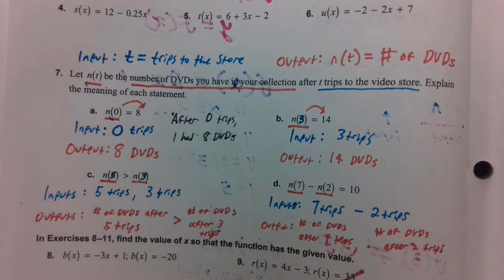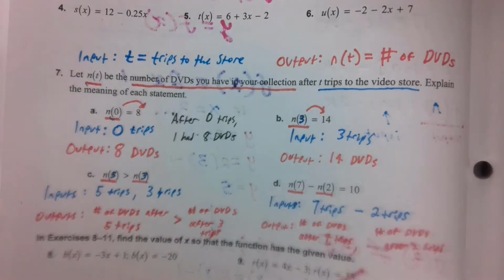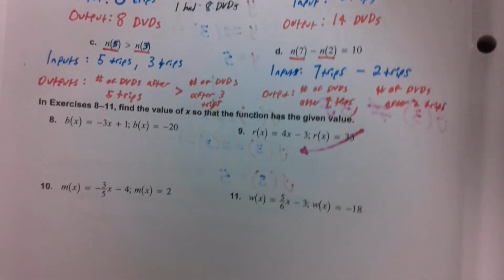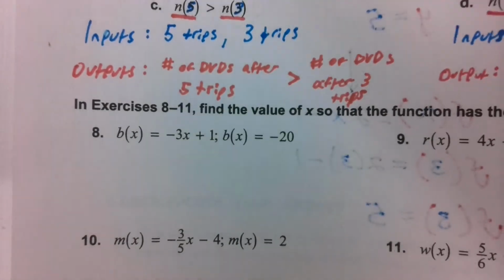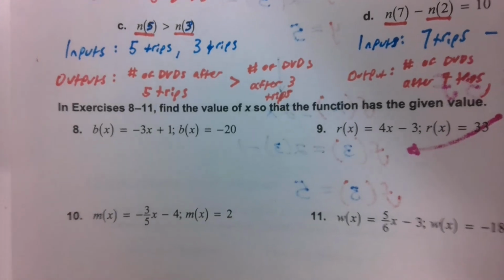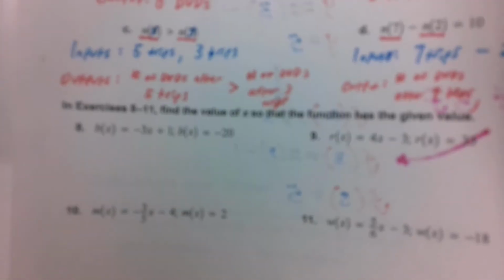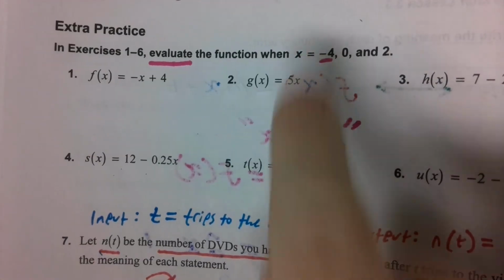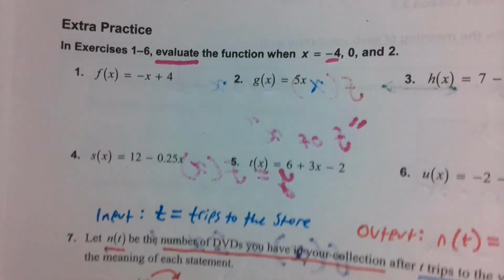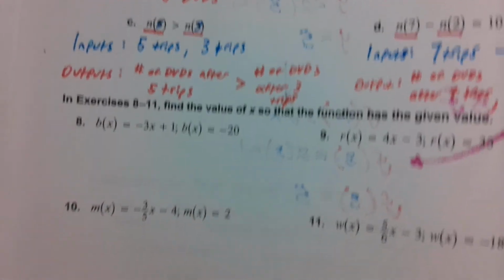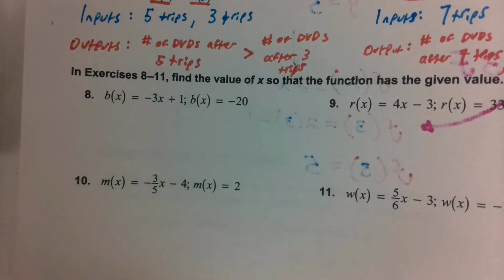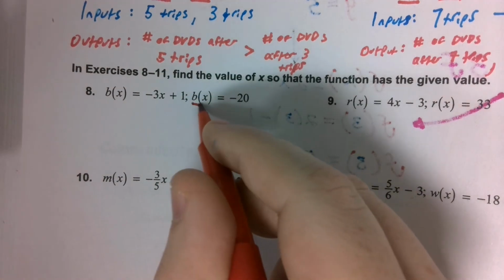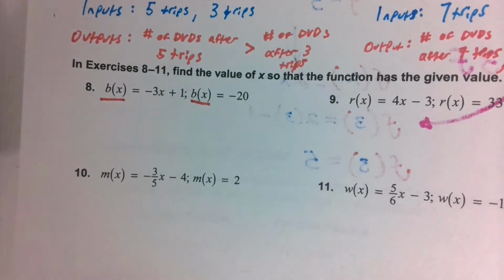We got a couple more examples to take a look at before we finish off the notes. Let's go down, keep on chugging along to question number 8. Find the value of x so that the function has the given value. Up here, we were told x equals 4, x equals 0, and x equals 2. In this case, what are they telling us to plug in? They're telling us that b of x equals negative 20.